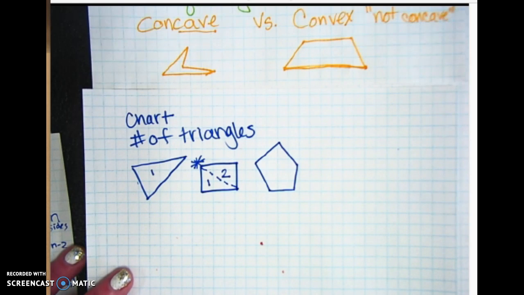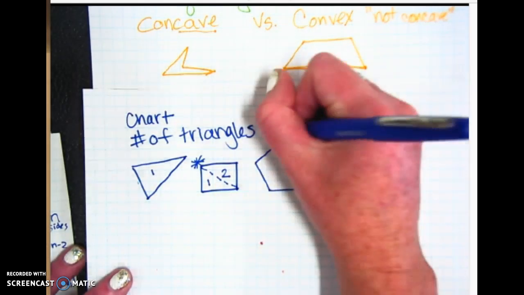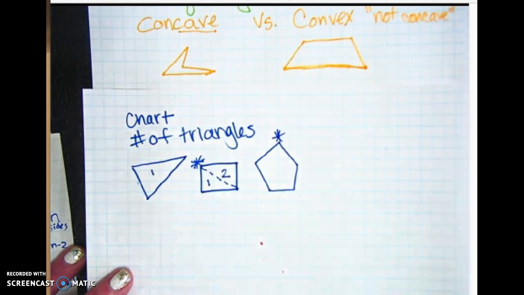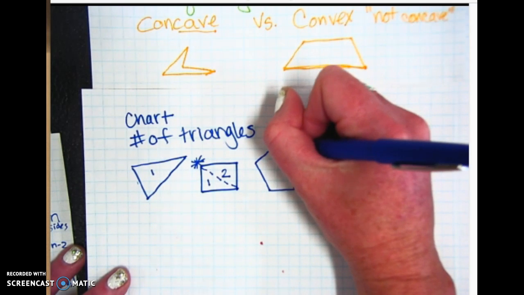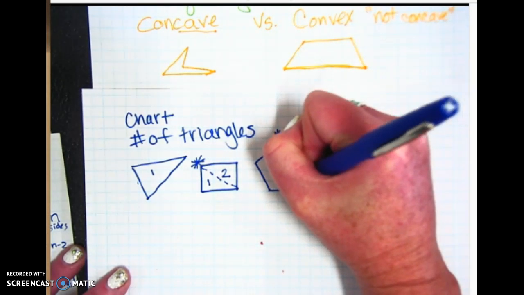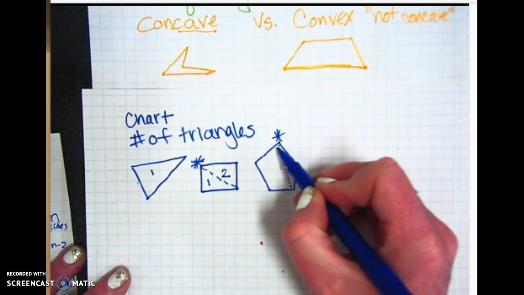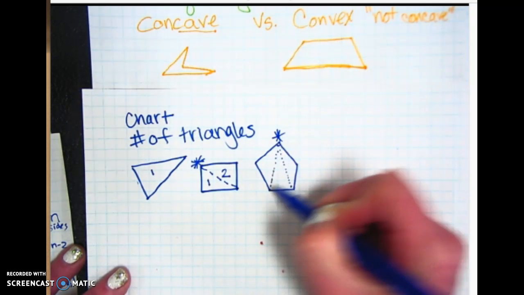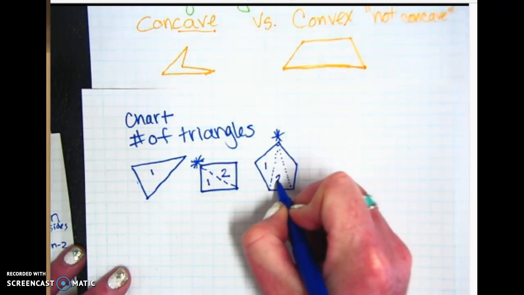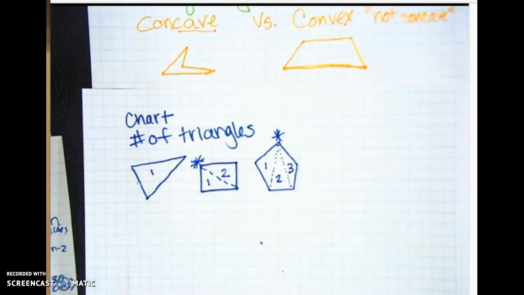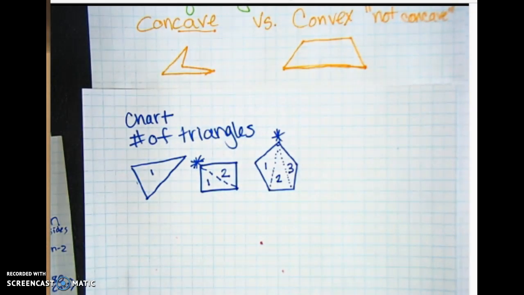So you're going to pick one vertex. I like the one up top. And you can't ever draw a diagonal to the vertex that's right next to it, but you can draw a diagonal to all the other 2 vertices. When you draw in the diagonals, that creates how many triangles inside of a pentagon? 3. You've got 1, 2, 3 triangles inside of that pentagon.